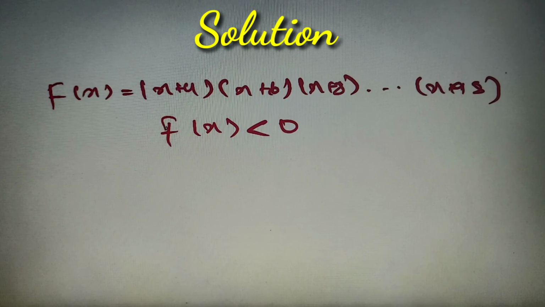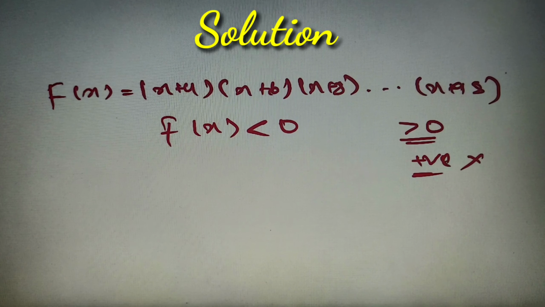Now if we put any positive integer in f(x), the result will be greater than 0. The reason behind it is that all the numbers in these brackets are positive. So if we add any positive number and take the product of them, it will always be greater than 0. So all positive integers will give a result greater than 0, and in our answer there will be no positive integer.